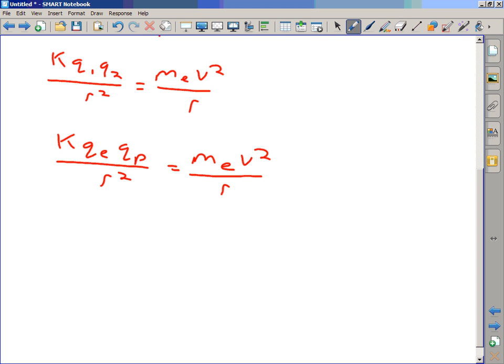I'm looking for velocity. I'm going to do two steps here at once. The charge of the electron and the charge of the proton are the same thing. One's negative and the other's positive, but I'm going to drop the negative because that negative only indicates direction, that it's an attraction. I know it's an attraction, and I'm dealing with that manually at the end. So I get k Q of the electron times Q of the proton over R squared equals m_e v squared over R.